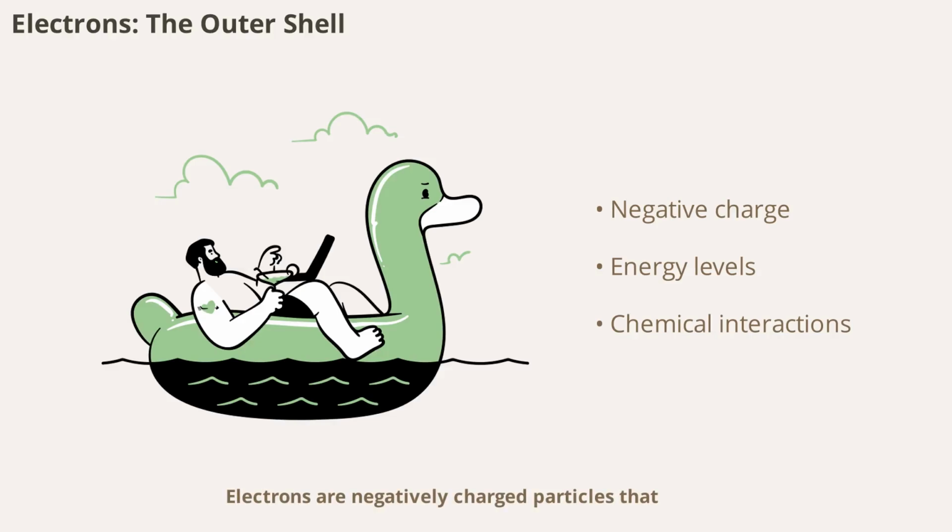Electrons are negatively charged particles that orbit the nucleus in various energy levels. Their arrangement determines how atoms interact with each other, forming the basis of chemistry. The behavior of electrons, especially their ability to jump between energy levels, is responsible for the emission and absorption of light, as seen in atomic spectra. Understanding electrons is key to unlocking the mysteries of chemical reactions and the properties of material.